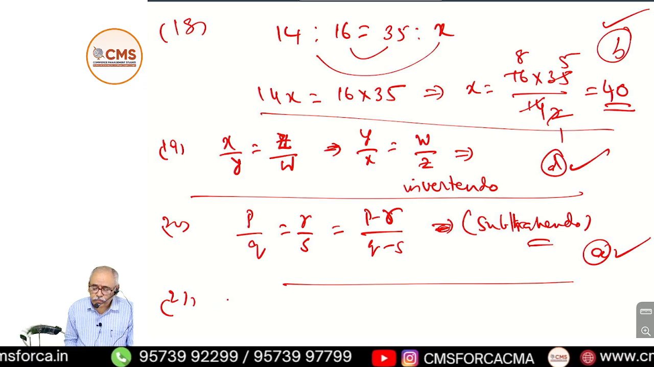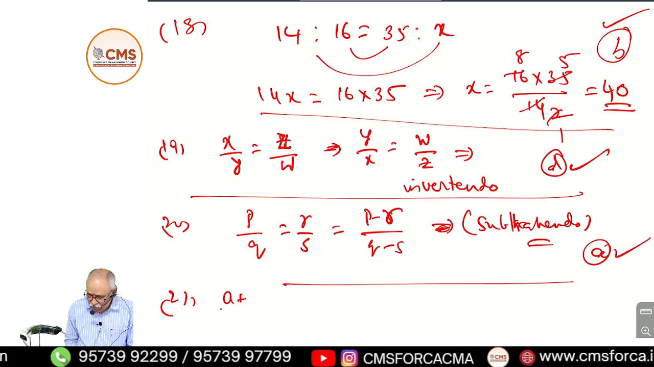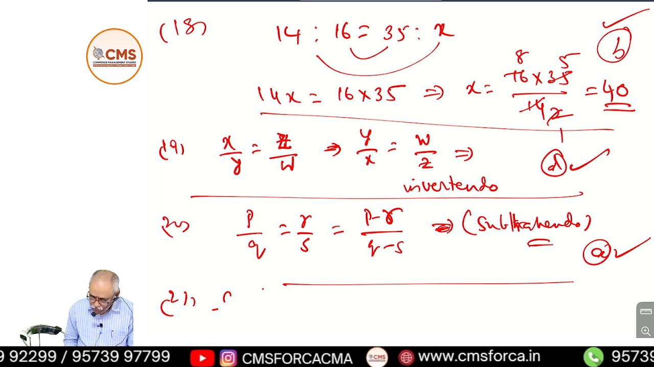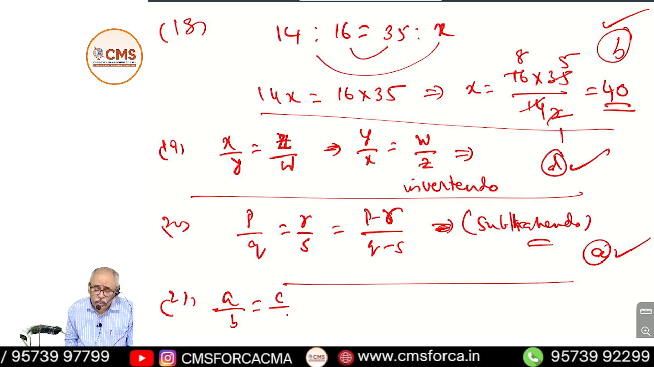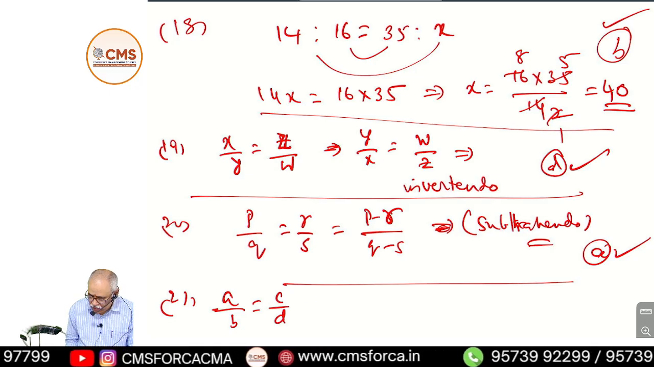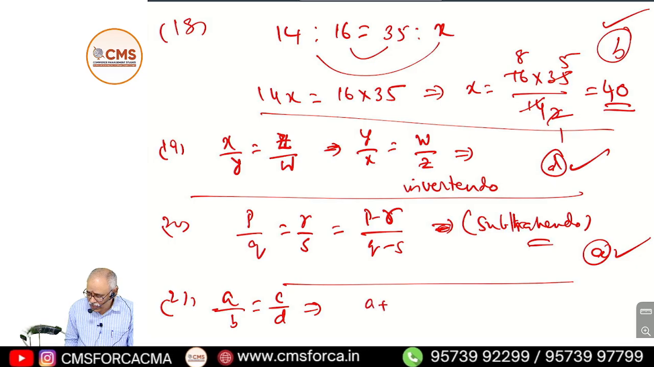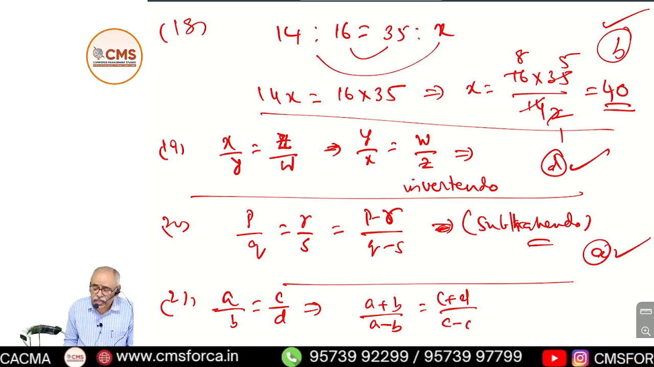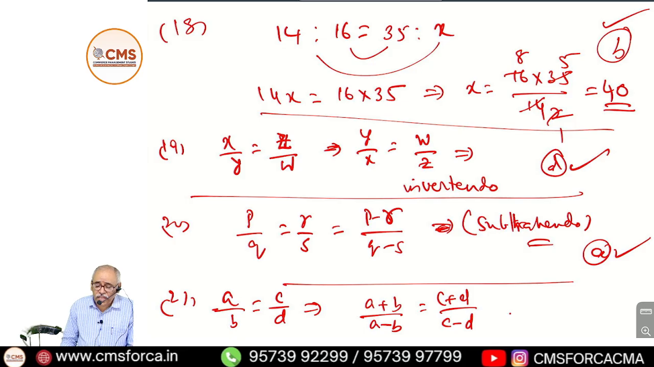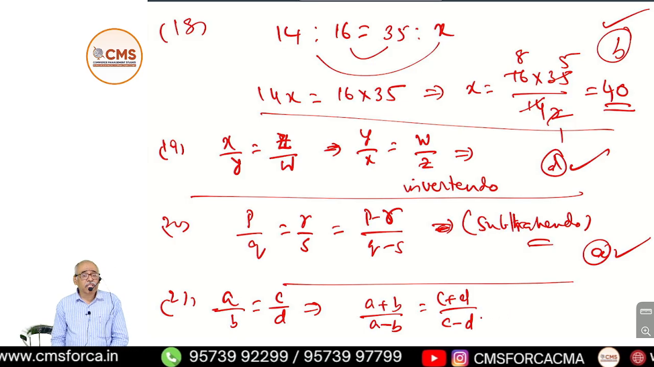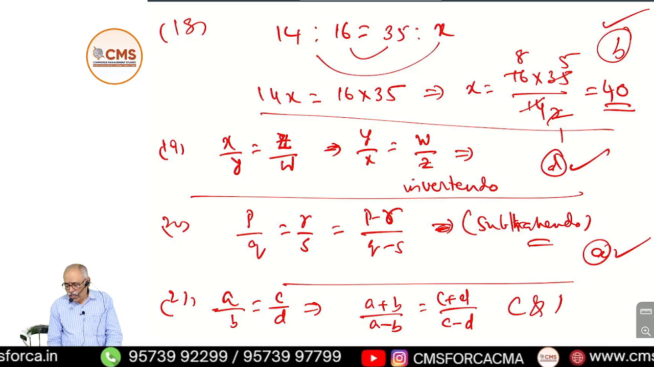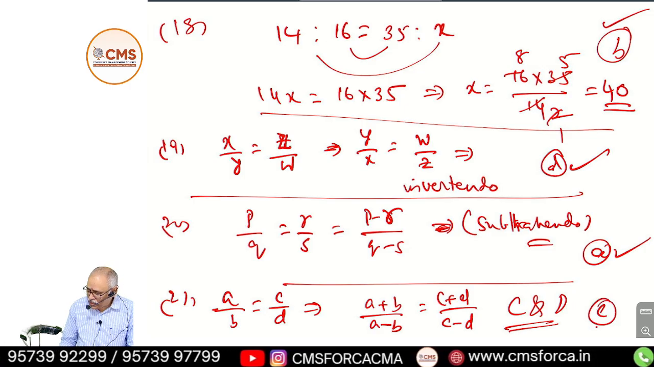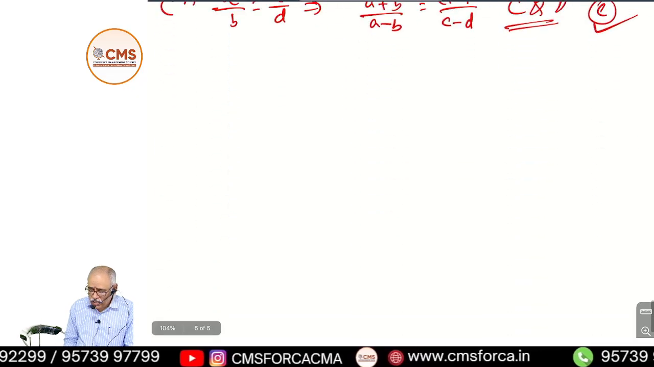21. If a by b equal to c by d, then a plus b by a minus b equals c plus d by c minus d. What is this process? This is componendo and dividendo. So option C is correct.